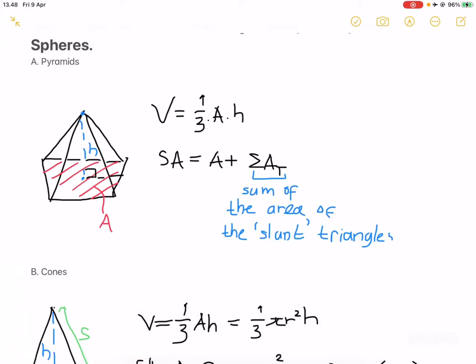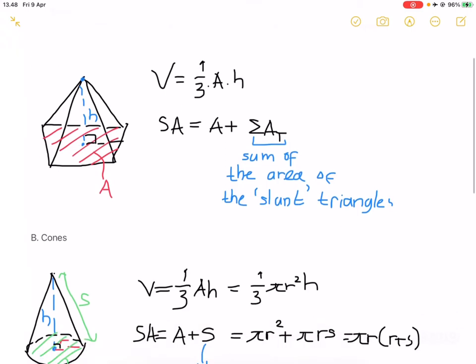Now the area of the slant triangles can be determined by using the Pythagorean theorem to find the height of each triangle, or probably any method you prefer. So that's just a bit of information there.